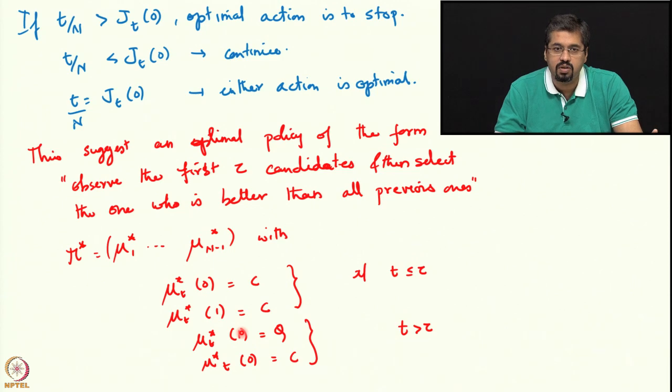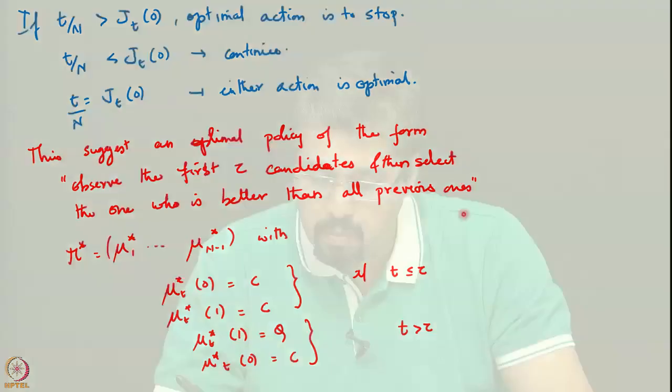So what we will do in today's lecture is actually prove that the optimal policy in fact takes this sort of form, and moreover we will get an idea of what the value of tau would be in terms of n. Let's now go to the next lecture and try and sort this out.